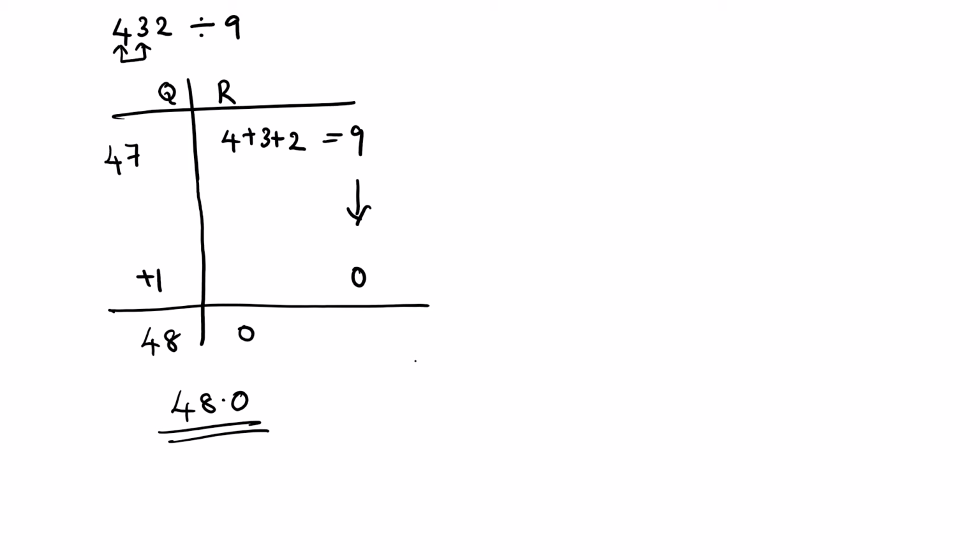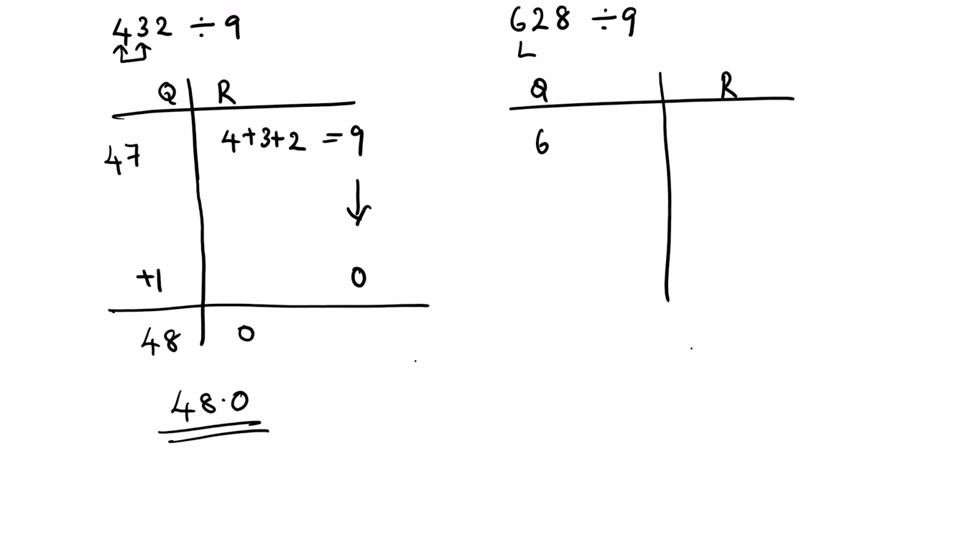Okay. Now let's see another example. 628 over 9. So again, quotient is nothing but first digit is 6. Second digit is 6 plus 2, which is nothing but 8. Remainder is nothing but 6 plus 2 plus 8, which is 16. So it's greater than 9. So you have to divide this with 9. Okay. So you get like 1.7.